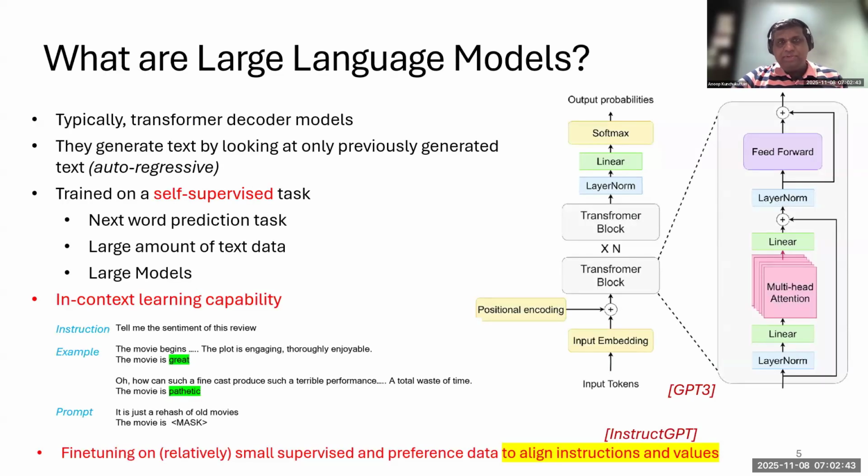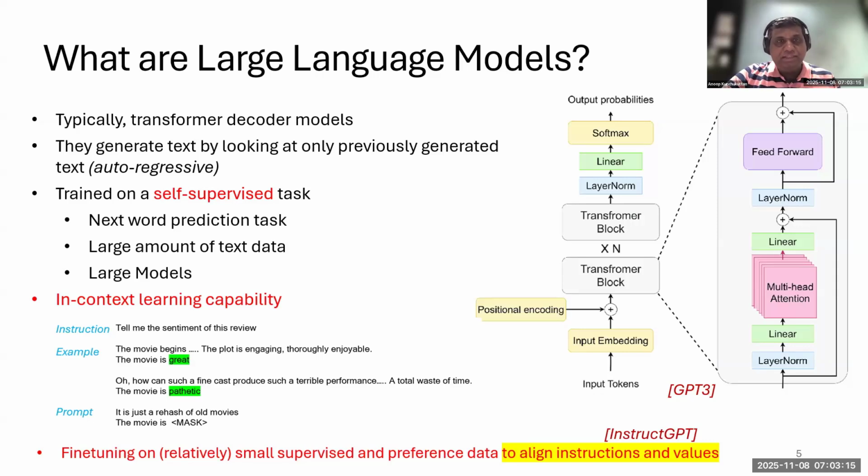So, what are large language models? As everybody already knows, today these are typically transformer decoder models, which means these are autoregressive models which generate the output one token at a time. The key thing is that these models are trained on a self-supervised task, which is the next word prediction task. And these are trained on humongous amounts of text data, and the best models are extremely large models.